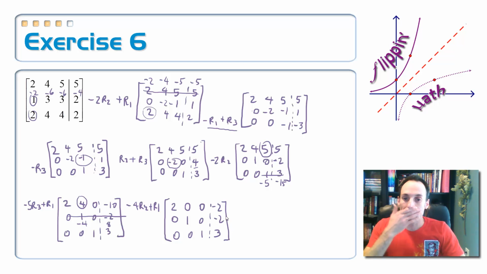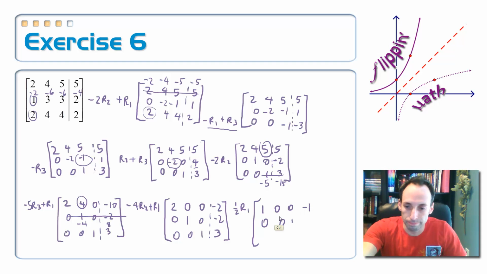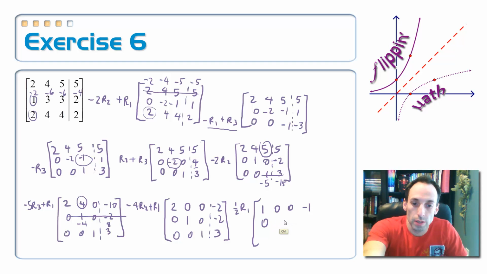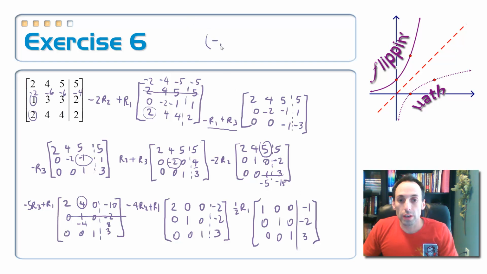One last thing, and that is to take half of the top row, so 1/2 of row 1 to replace row 1, and I would have 1, 0, 0, -1. Then 0, 1, 0, -2, and 0, 0, 1, 3. Which means that my final answer is -1, -2, 3.